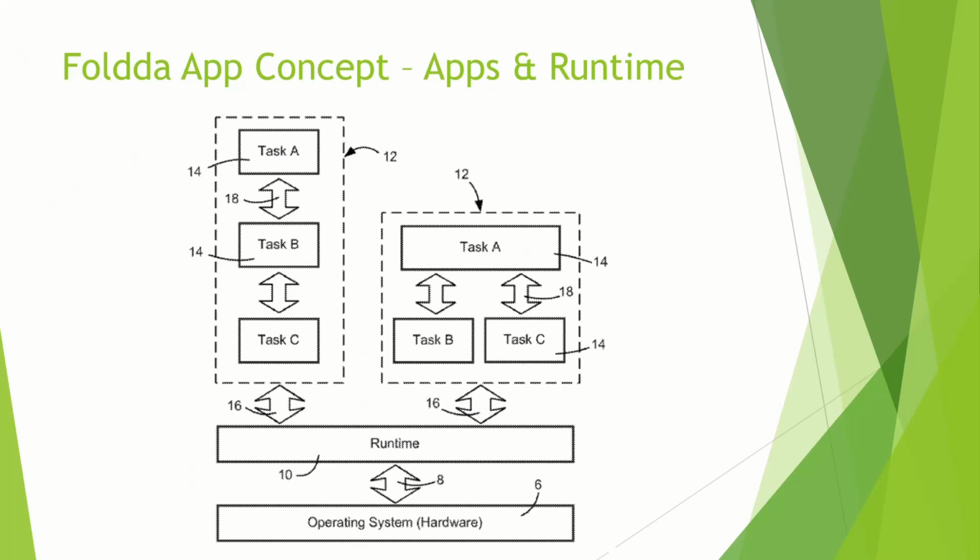In Foldda, you have many ways to arrange a program's data flow structure by arranging the folder hierarchy. On the left-hand side at the top, you can see three steps in the program, maybe three tasks running sequentially. On the right-hand side of the top, you have the same three tasks, but you can run tasks B and C in parallel after task A has finished.